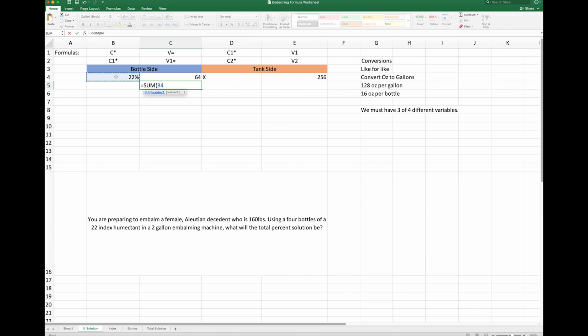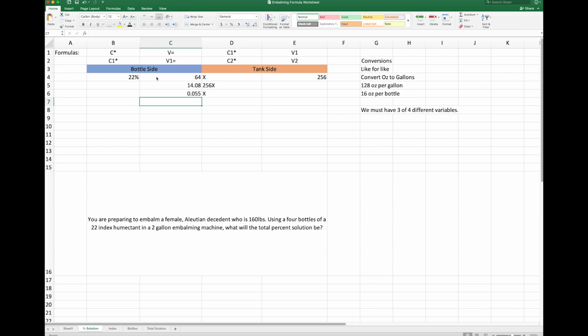So we're going to multiply our 22% times our 64 ounces, and that gives us 14.08. On this side, we're going to get 256x. And we are now in an algebraic equation. We're going to solve for x. And the way we're going to do that is by dividing this number by 256. So we have x equals 0.055.